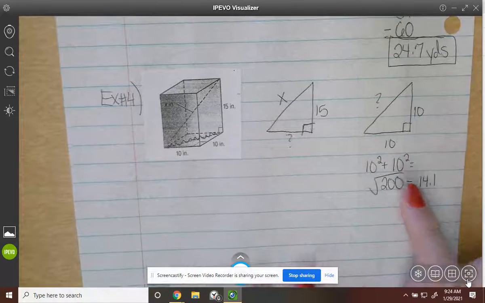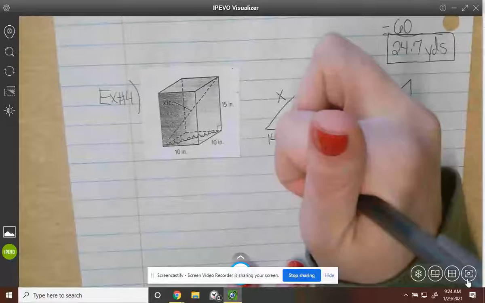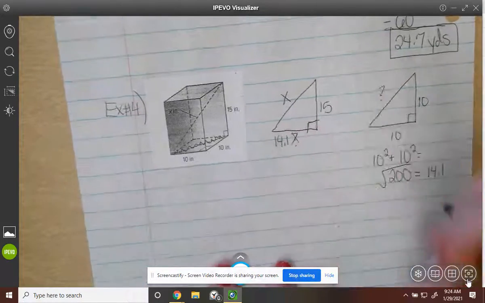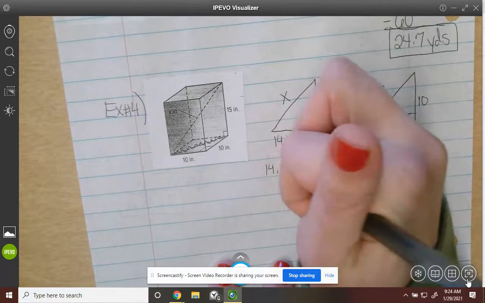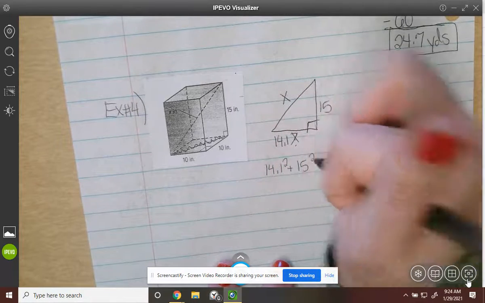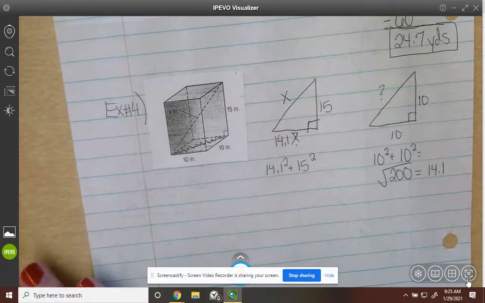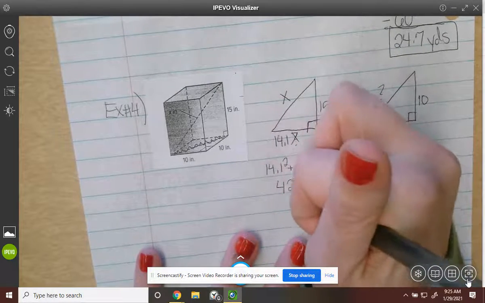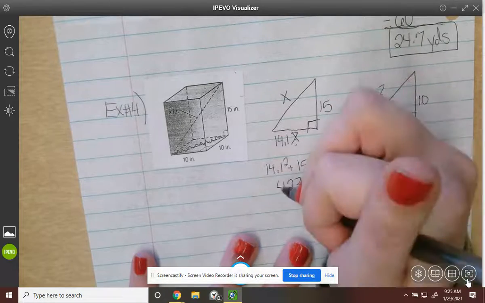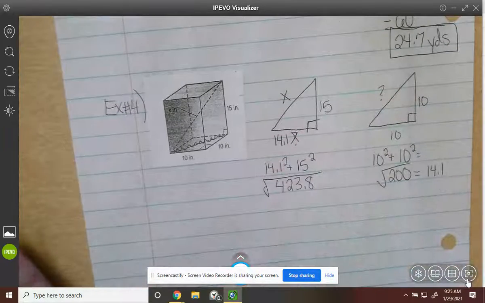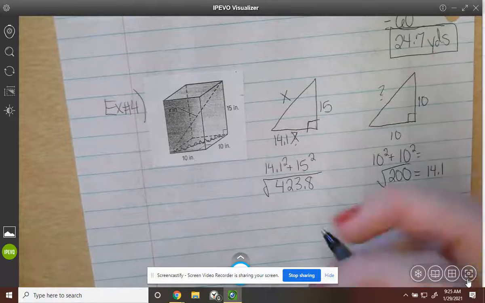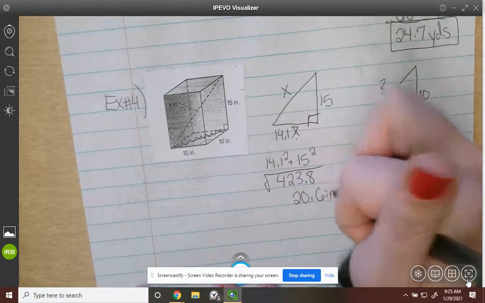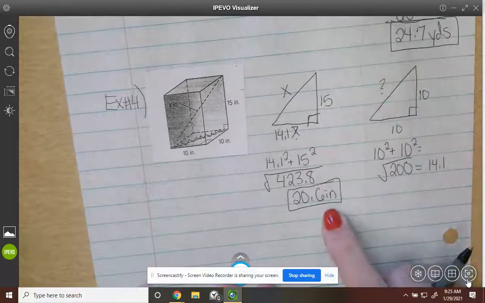So now my question mark is actually 14.1. So now I can figure out what x is, doing the same thing over here. 14.1 squared plus 15 squared, or 23.8. And then I square root that. And I get 20.6 inches. And that is my final answer.